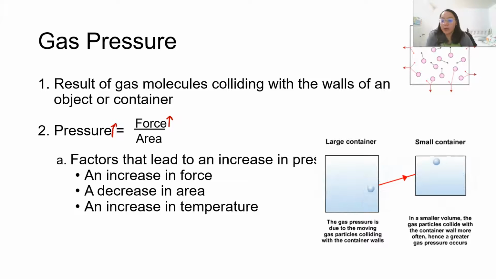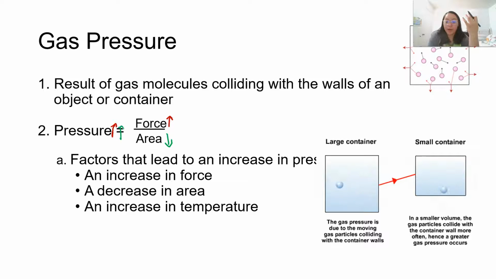And then when you have a decrease in area, that is when you have a decrease in the denominator, which also leads to an increase in pressure, which is the final answer.